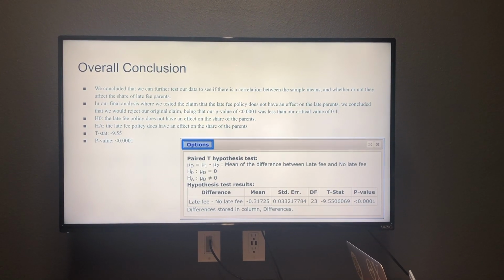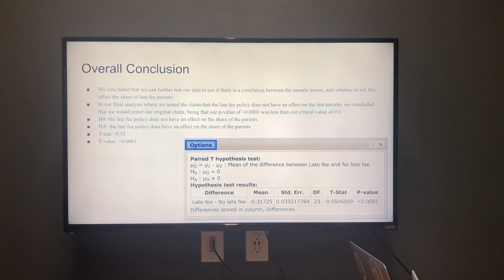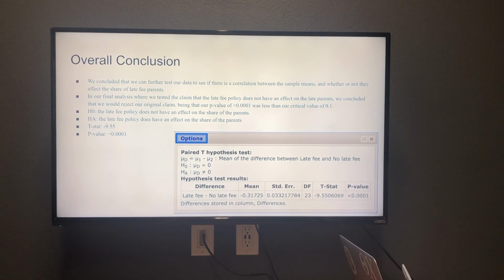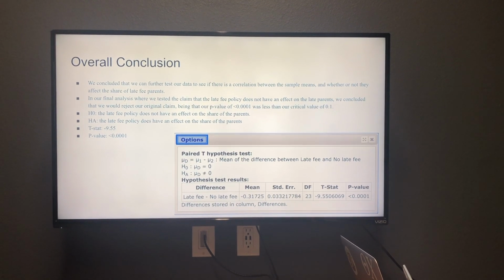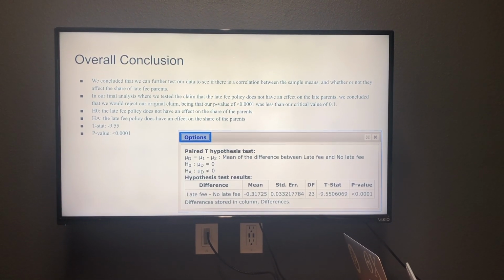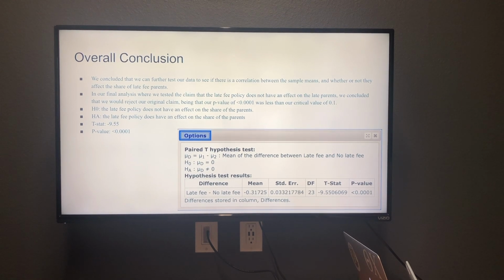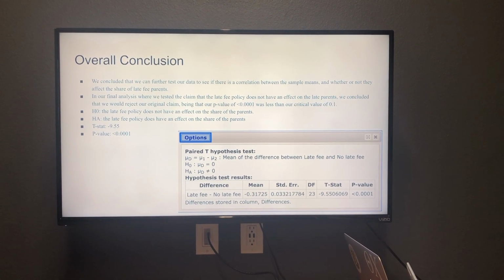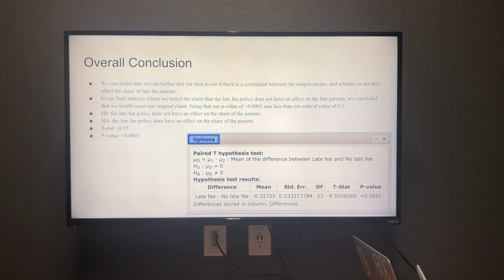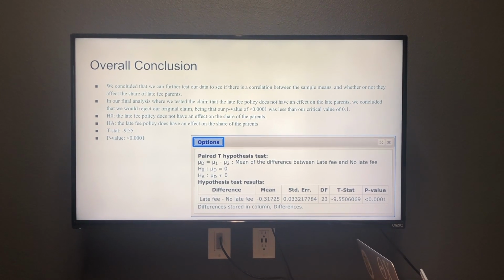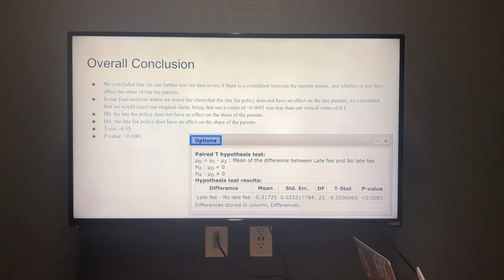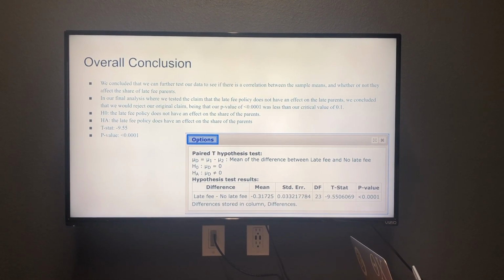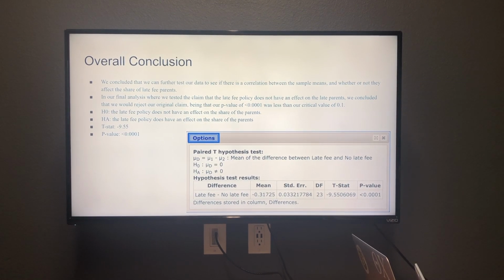Okay, so now that we've concluded that we have a normal distribution within our differences, we can test whether or not they affect the share of late parents. In our final analysis, where we tested the claim that the late fee policy does not have an effect on the late parents, we concluded that we would reject our original claim, considering that our p-value of less than 1 was way less than our critical value of 0.1. So in this case, we'll be supporting our alternative hypothesis that the late fee policy does have an effect on the share of late parents.